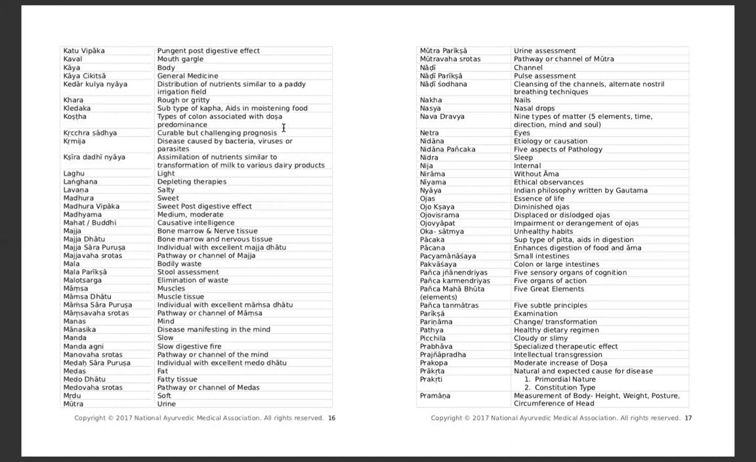Malotsarga. So this comes from 2 words in Sanskrit, mala and utsarga. So mala is waste and utsarga is elimination. So when mala, which ends with an a sound, and utsarga, which begins with an u sound, come together, a and u become an o. So malotsarga.